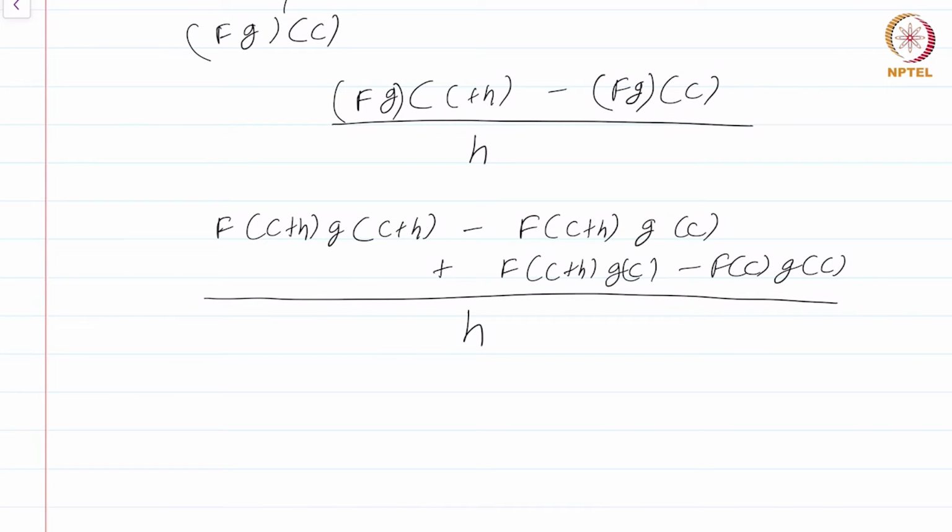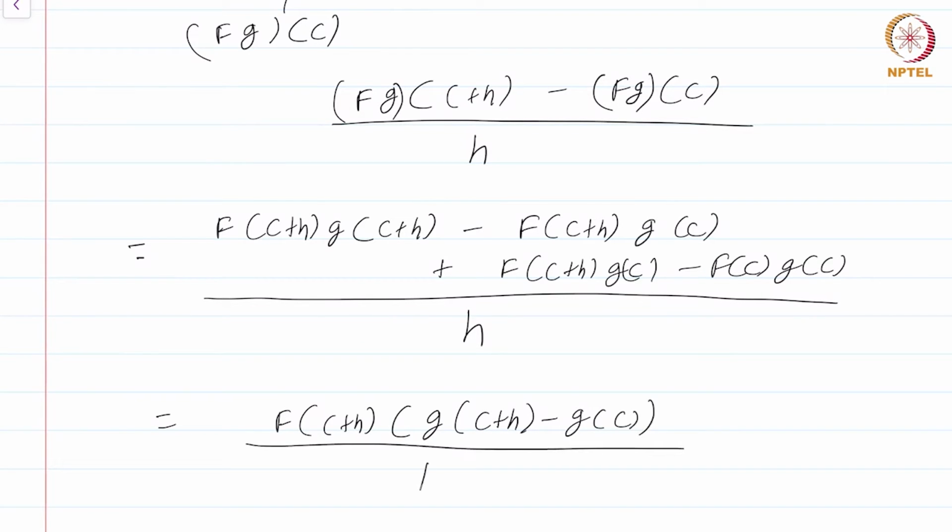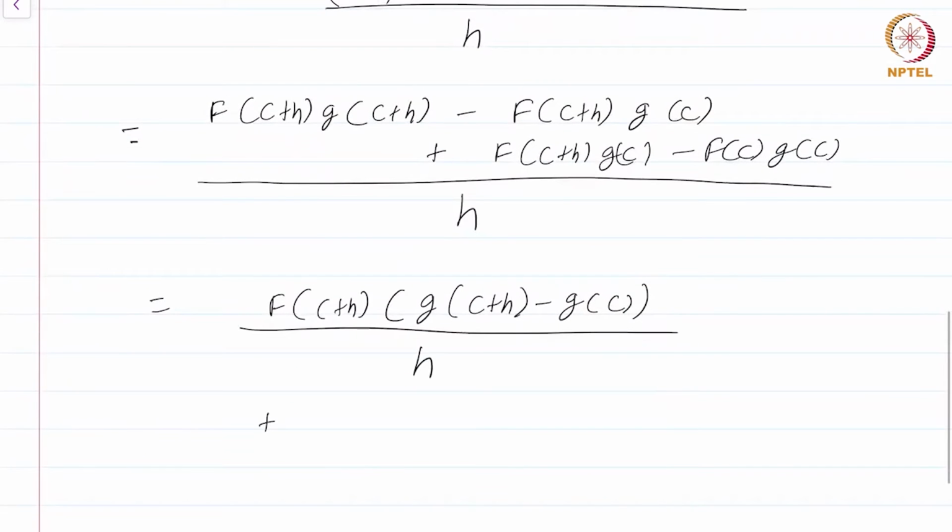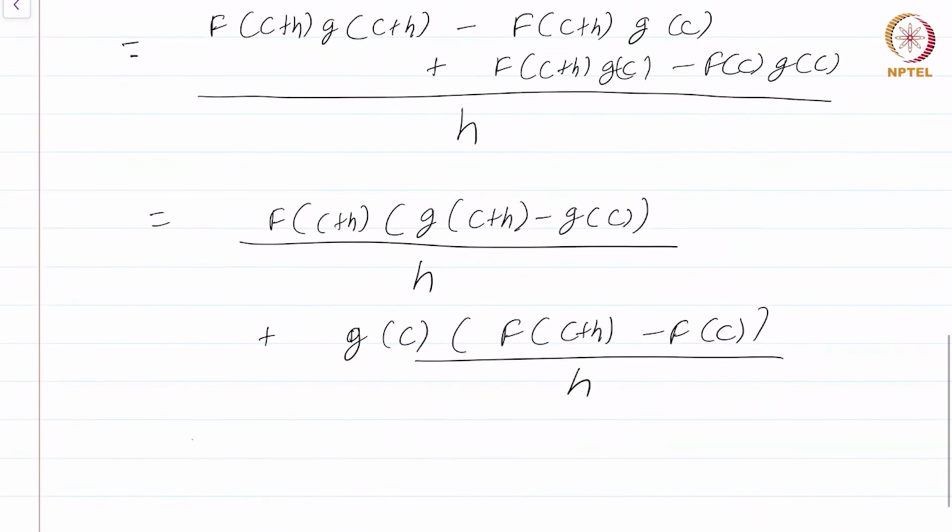Okay, now this will be equal to f of c plus h times g of c plus h minus g of c by h plus g of c into f of c plus h minus f of c by h. Taking limits, limit h going to 0 immediately gives the result.